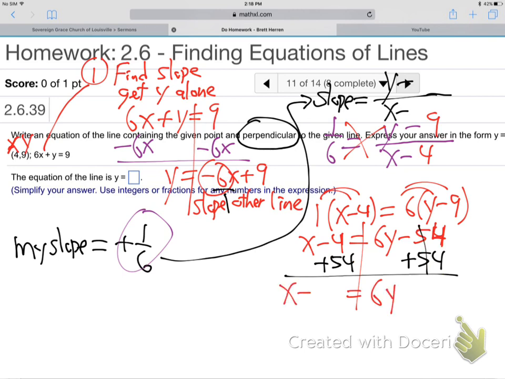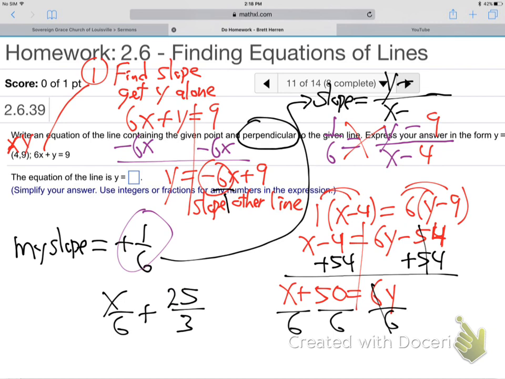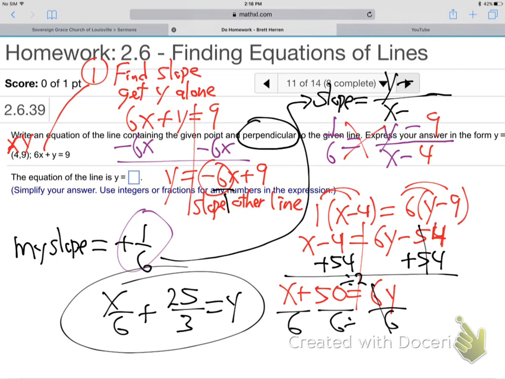X plus 50. And last step. Divide by 6. Well, I guess I got to reduce that fraction again. So what is that? X over 6 plus reduce that thing, 25 thirds? So let's just reduce the 50 over 6, divide top and bottom by 2. There we go. Is that a happy problem now? We good?